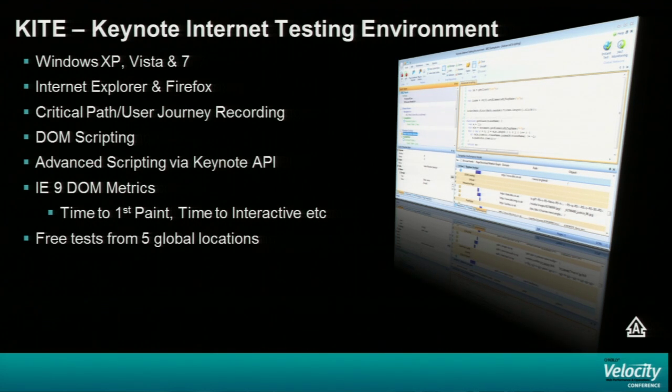You can do DOM scripting, that is, interact with elements in the DOM. So let's say, for example, a shopping cart site, you want to return a search and click on a random item from the search. You can do that by inserting a DOM script, essentially a block of JavaScript. And you can also do advanced scripting via the Keynote API.